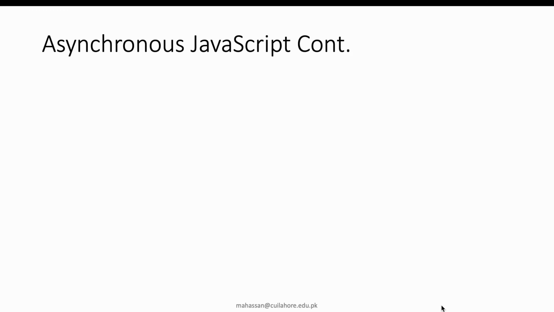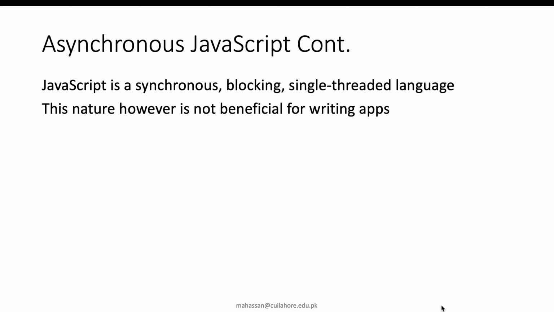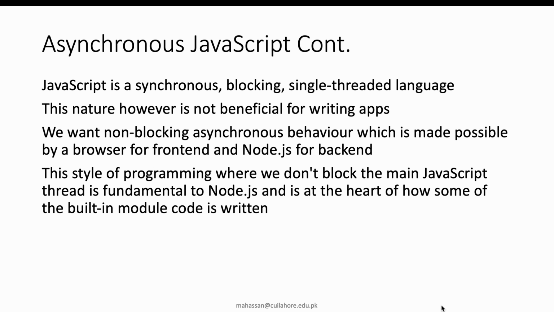To summarize, JavaScript is a synchronous, blocking, single-threaded language. This nature, however, is not beneficial for writing apps. We want non-blocking asynchronous behavior, which is made possible by a browser in the front end and Node.js on the back end. The style of programming where we don't block the main JavaScript thread is fundamental to Node.js and is at the heart of how some of the built-in module code is written.